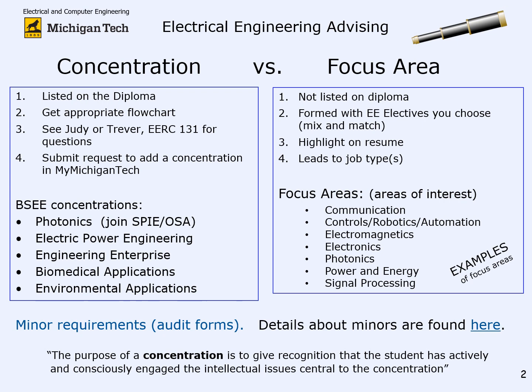Concentrations and minors are optional and not required to earn your EE degree. Focus areas are a way to specialize in an ECE area of specialization by taking courses that you choose across the different focus areas.